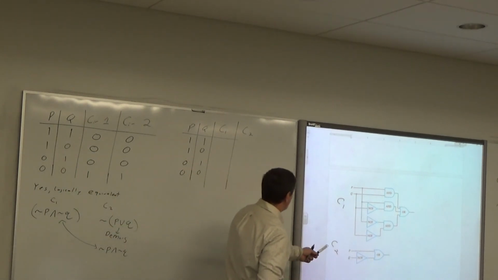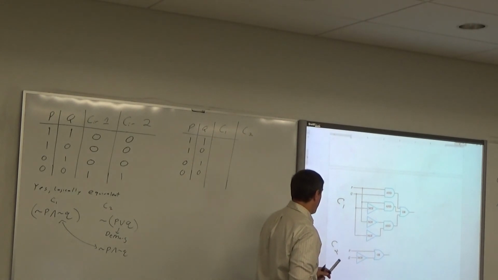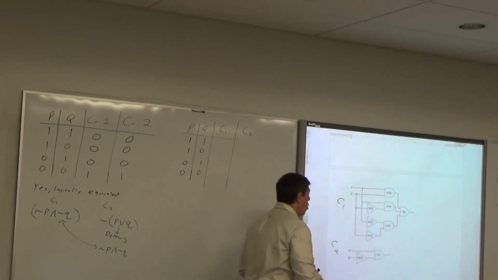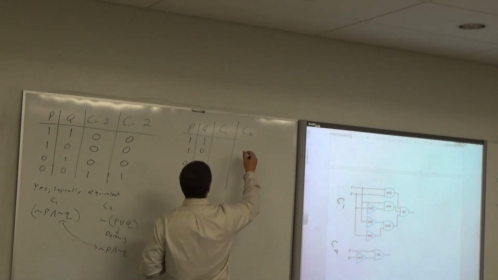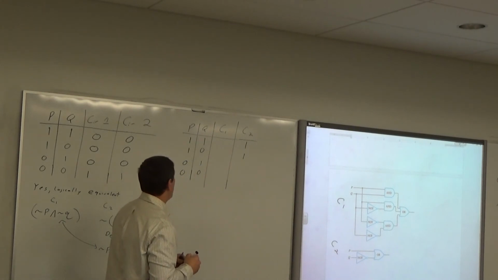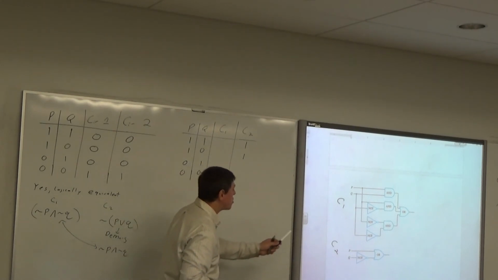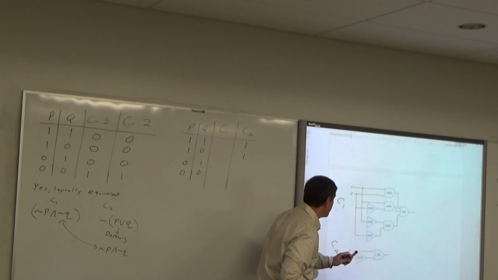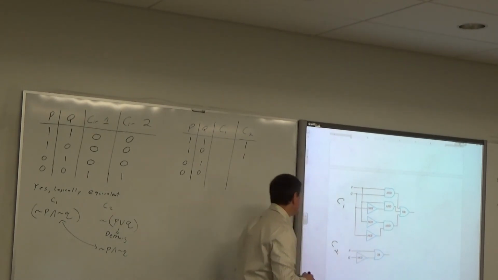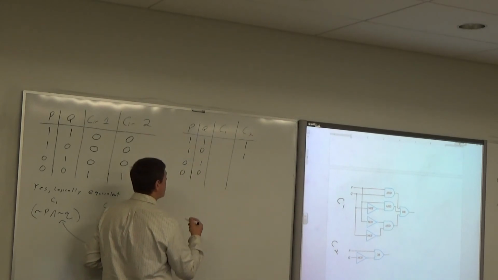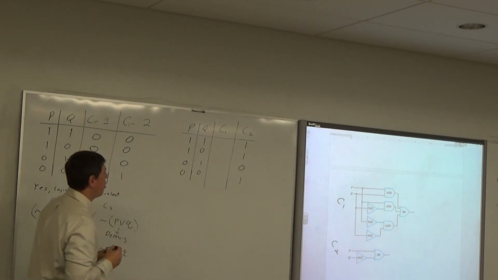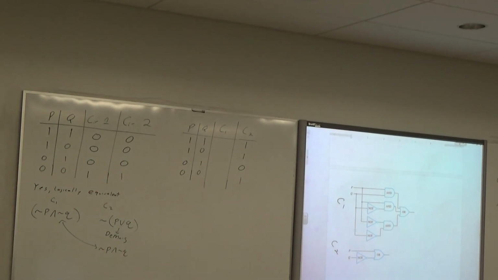So if I do C2 first, okay? As long as P is a 1, the output's a 1 as well. So I would get 1, 1 for the first two. Now, the only time that this is going to be a 0 is if Q is a 1, because if this is 0 and this is 1, I would get 0, 0 through this. So I think the only one that would give me a 0 is going to be 0, 1. Does that make sense for circuit 2, guys?